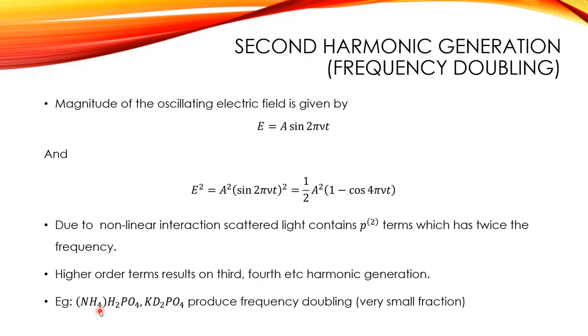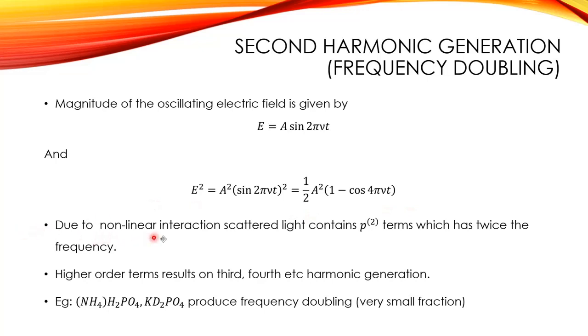nonlinear Raman spectroscopy. We know that the magnitude of an oscillating electric field is given by the formula E is equal to A sin 2 pi nu t, and this nu is the frequency of the incident radiation. When we square the term, we get E square is equal to A square sin square, which will give you 1 minus cos 4 pi nu t. Here the frequency of the radiation is being doubled.